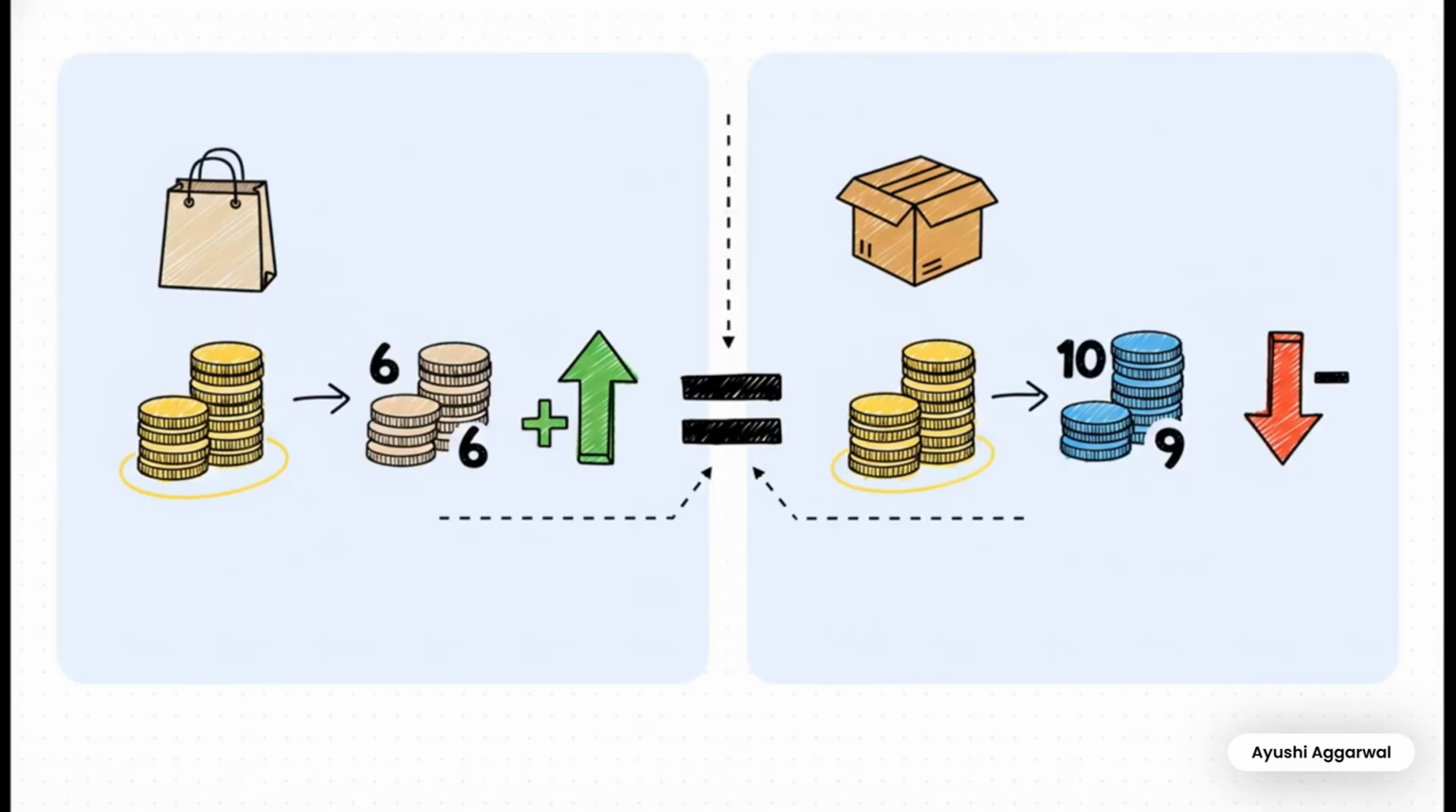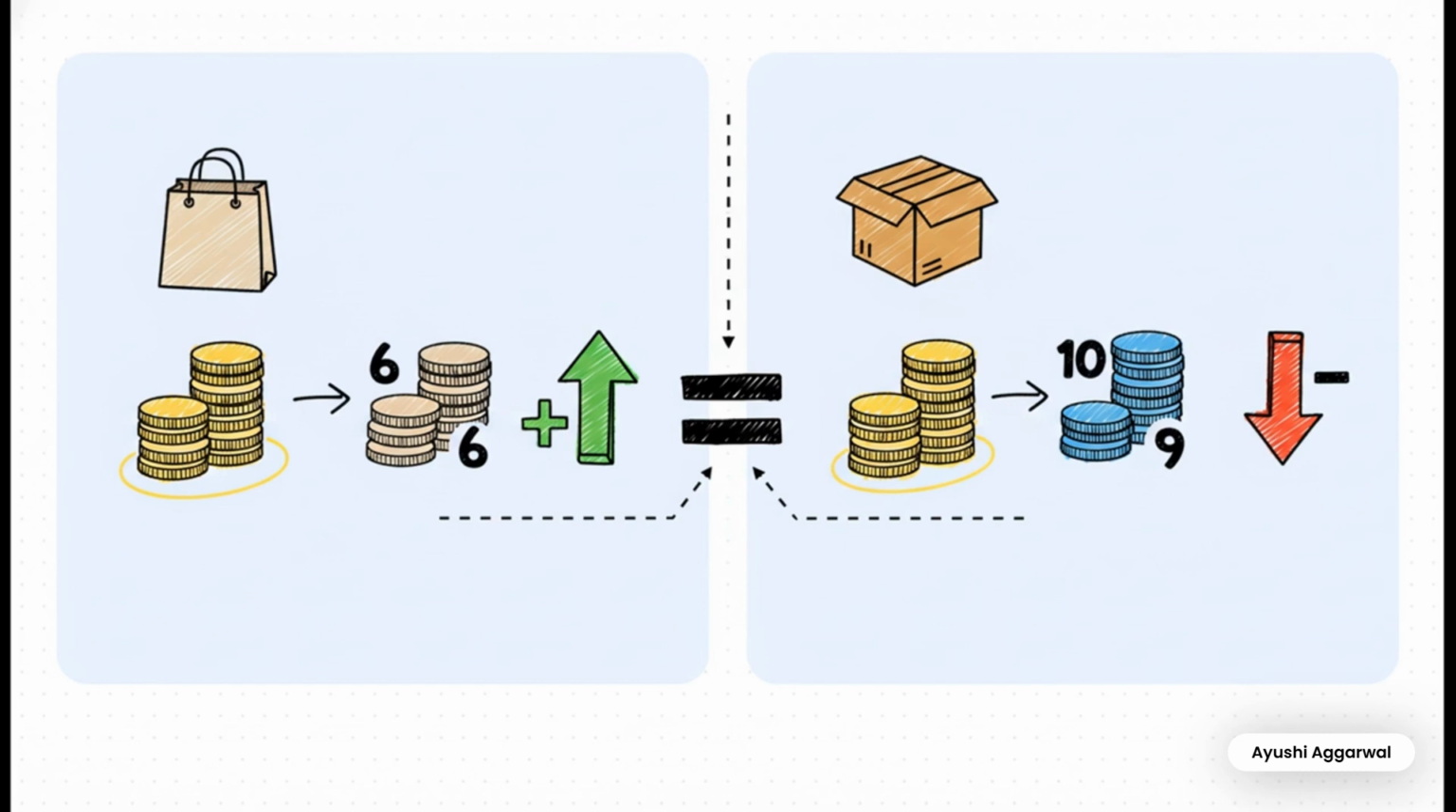First things first, let's get our ratios straight for each item. So for item I, we have a 20% profit. That's a fraction of 1/5. So a cost price of 5 gives us a selling price of 6. Got it? For item II, it's a 10% loss, or 1/10. So a cost price of 10 gives a selling price of 9.